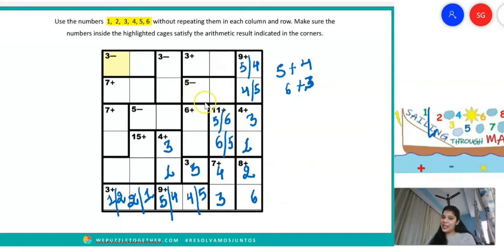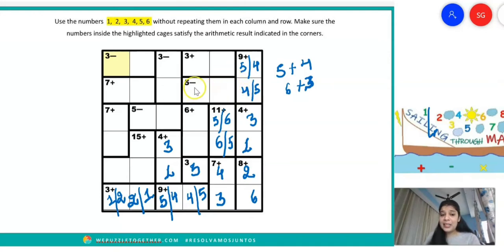Now let's see this cage. I have to find out two numbers between 1 to 6 such that their difference is equal to 5. Now there is only one combination between 1 and 6 such that their difference is equal to 5, and that is 1 and 6. Now, then I can easily say that the number 1 is going to come here.